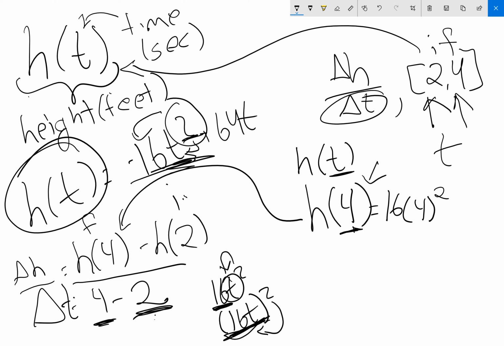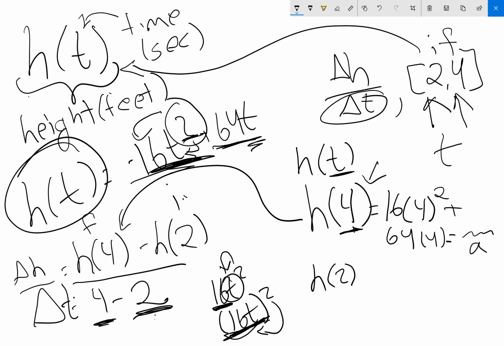We have 16t squared, but we're not done yet. We need to add 64t. So 64, we see a t, so we're going to plug in 4. So like I said, you guys are going to need to do the calculations for these. All right, so we have h of 4, right? So let's just call this number, I don't know, A.